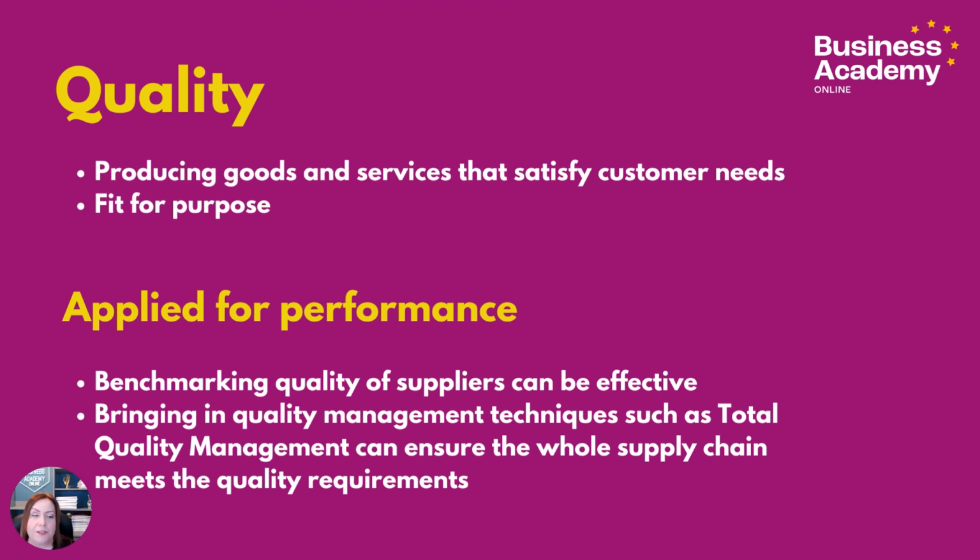And applied to performance, you can use quality as a benchmark for your suppliers. You can benchmark against each other, see who's performing well. You can benchmark one supplier's performance year on year, see if there's any decline or improvement. Bringing in quality management techniques such as total quality management, getting it right first time, zero defects, all of that sort of thing can ensure the whole supply chain meets the quality requirements. So essentially by measuring quality, this can ensure that you get the right quality for your goods, that you can bring in world-class techniques, and you can track quality trends as well.